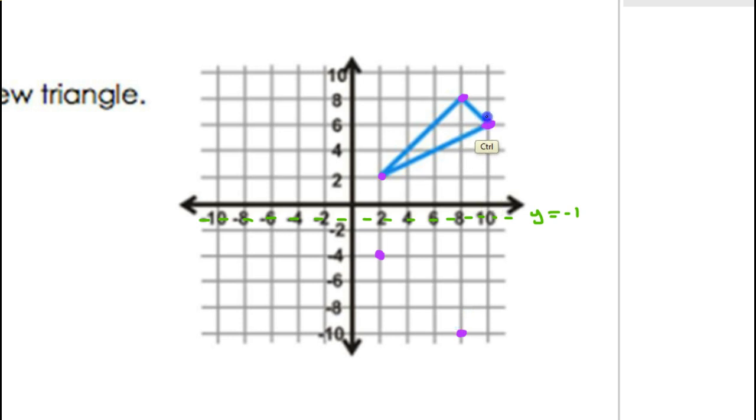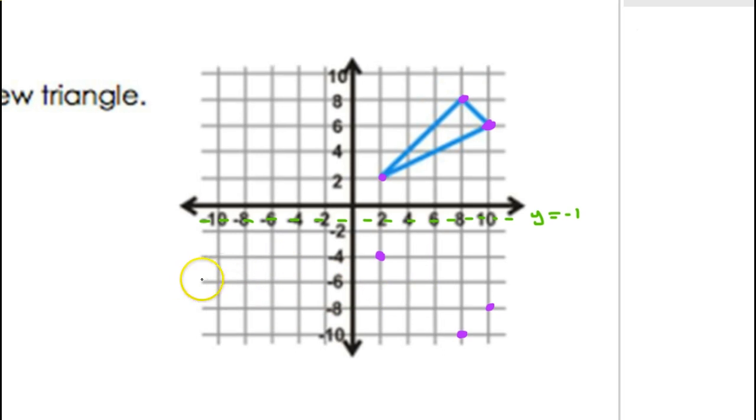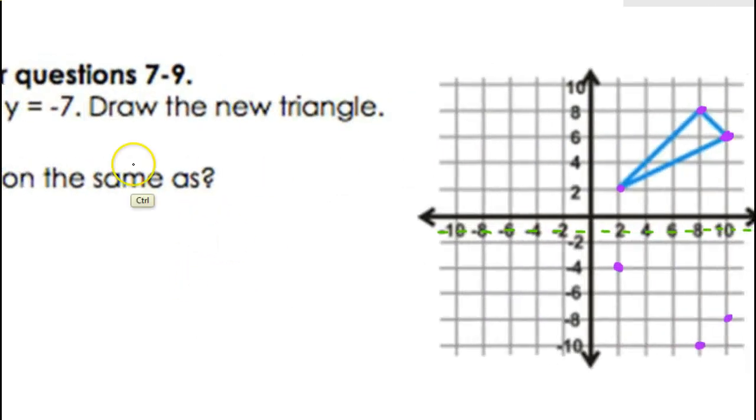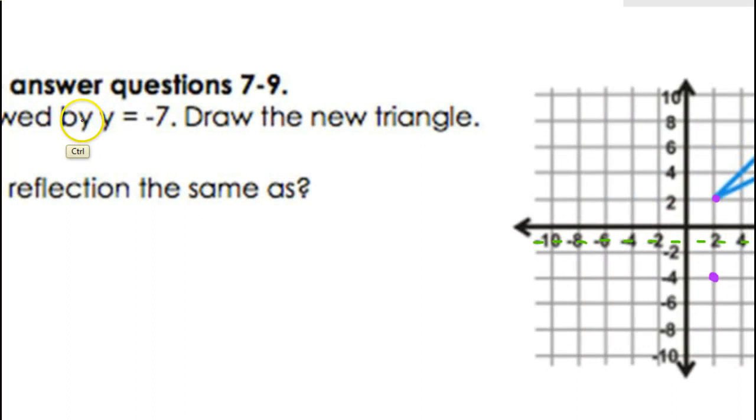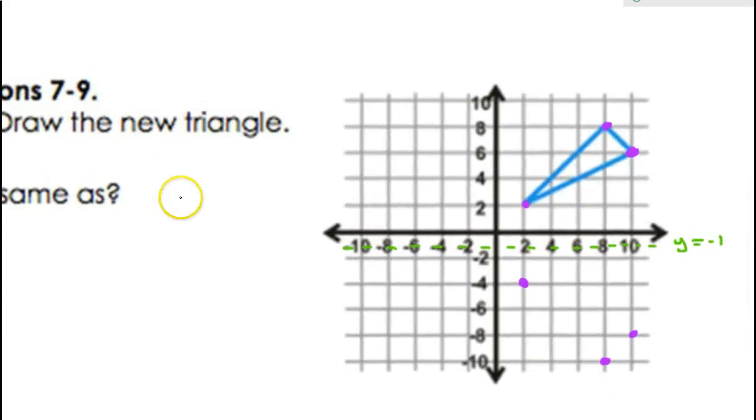Okay, now this last point is 3.5 squares above the line. So I need to go 3.5 squares below the line, and that's going to be right here. So I'm not going to connect these dots because this is not the final answer. Okay, so we still need to do a reflection over the line y equals -7 now.